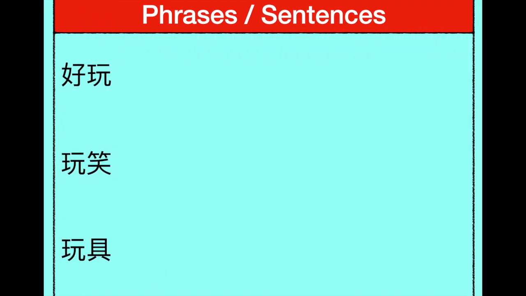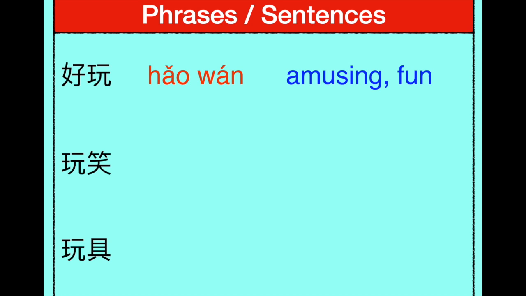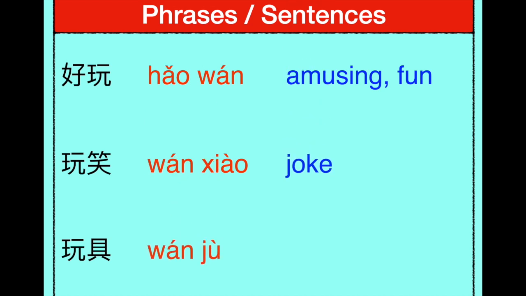Now the phrases of 玩. 好玩. 好玩 means amusing, fun. 玩笑. 玩笑 means joke. 玩具. 玩具 means toy.